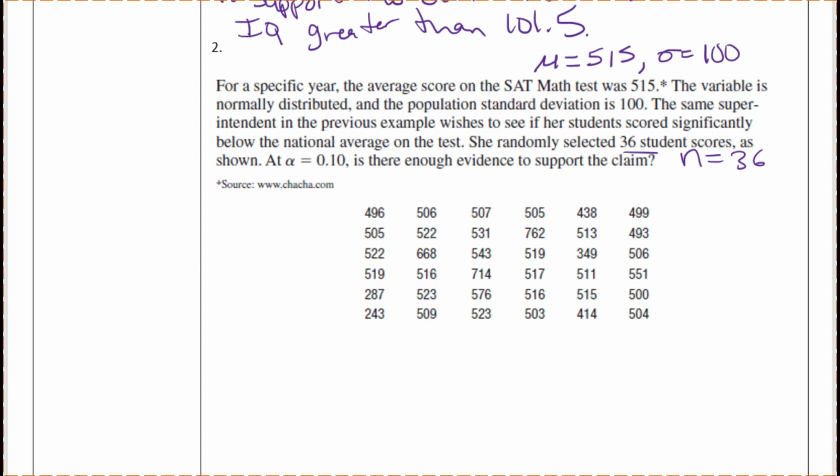So here they're saying support the claim. The claim is referring to the fact that the students scored significantly below the national average. The reason I know that's the claim is because this is the sentence that it's referring to. It's saying, is there enough evidence to support the statement that the students scored below the national average? So in this case, they said significantly below, so that's the inequality symbol, less than.